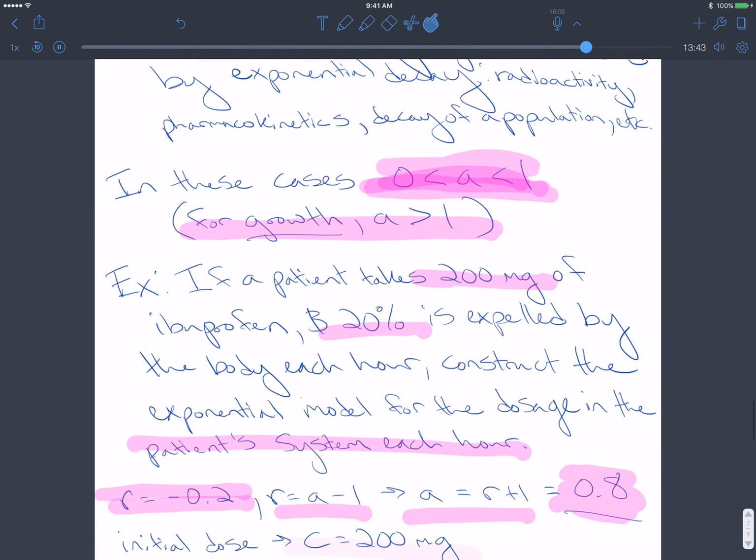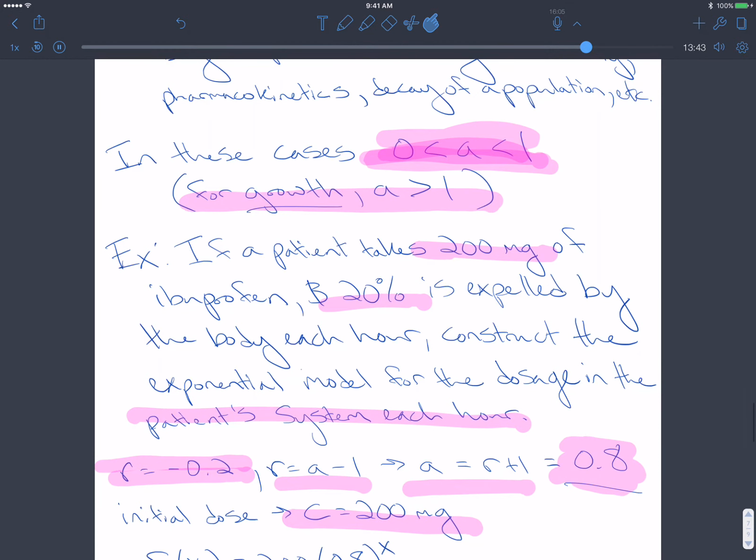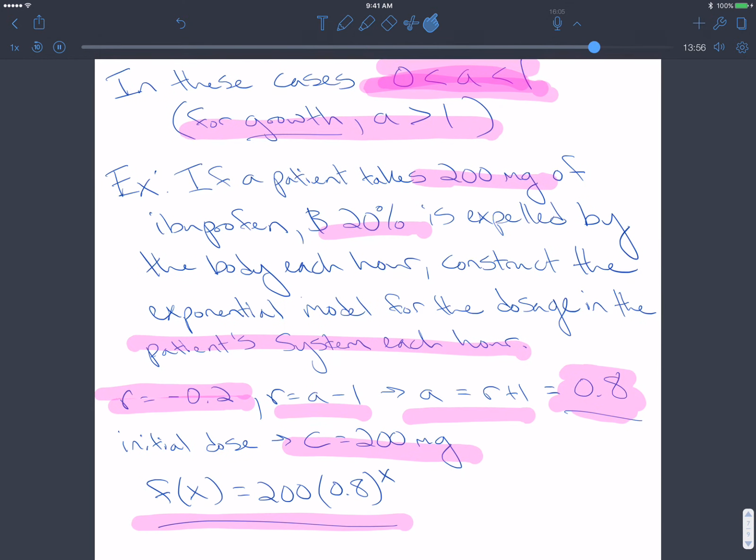And the initial dose was 200 milligrams, so our C value is 200, getting us a model of 200 times 0.8 raised to the x power. Now, there's our model for exponential decay, and if you want to, I highly recommend graphing this on your calculator just so you can see what it looks like.